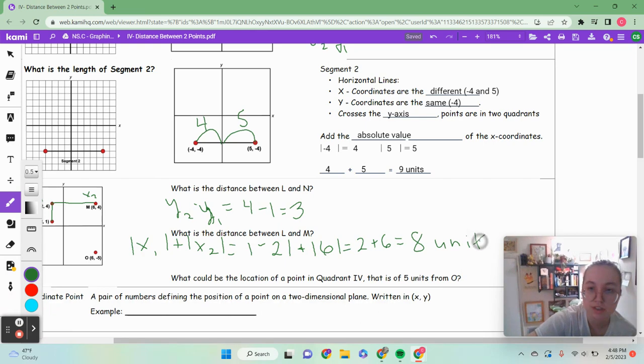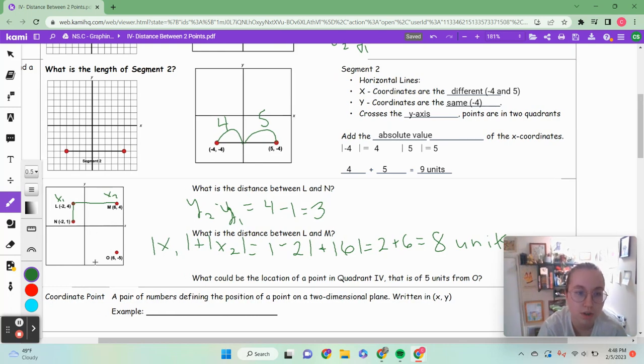I'm going to let you do the last one on your own. What could the location of a point in quadrant 4, remember this quadrant is quadrant 4 where x is positive and y is negative, that is 5 units from O, from our point O over here?